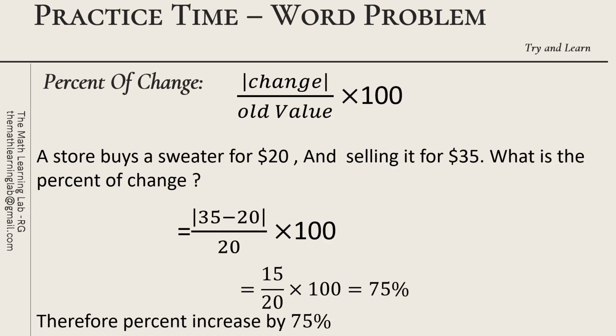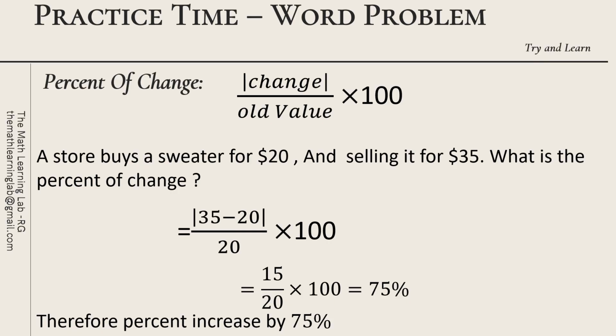Here's a new thing, percent of change. By what percent is it changing, increasing or decreasing? To calculate the percent of change, you can use the formula as shown on the screen, which is the absolute value of change divided by the old value. Why the absolute value? Because whether the old is less than the new or the new is more than the old, either way we have to use a positive value. So the change divided by the old value times 100.